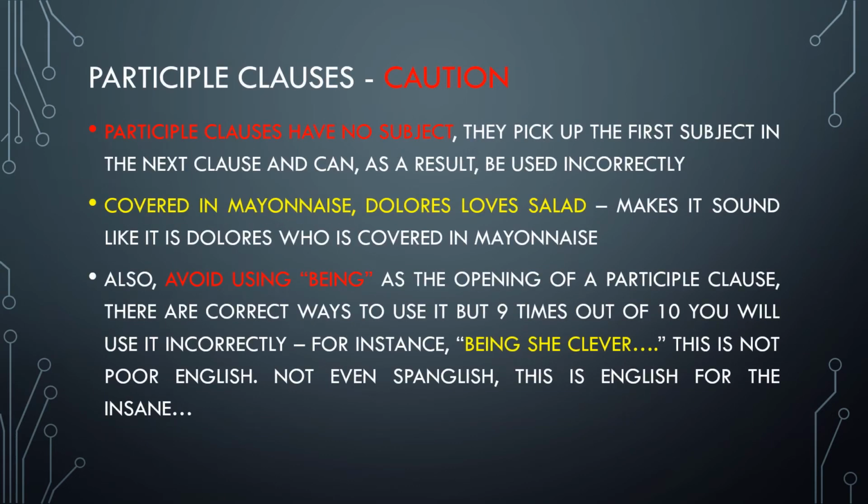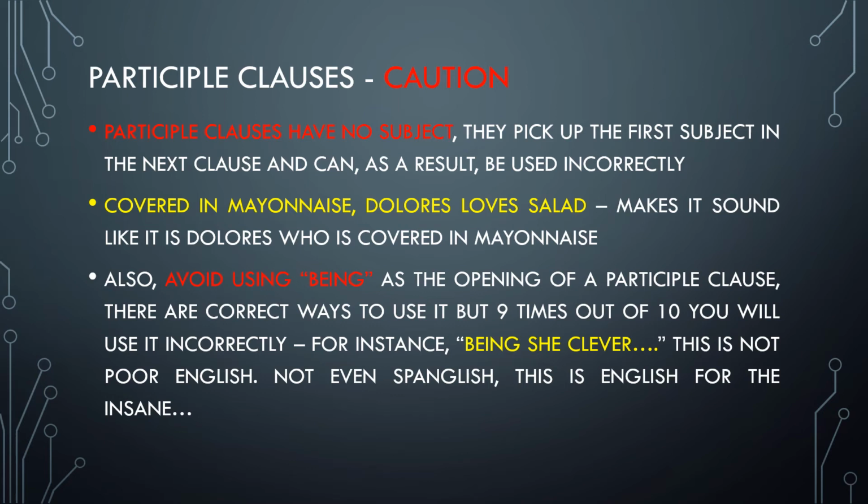Please be careful with participle clauses, though. They have no subject. They will pick up the first subject in the next clause, and as a result of that, can be used very, very poorly. For example, covered in mayonnaise, Dolores loves salad. Believe me, that sentence makes it sound as if it is Dolores who is covered in mayonnaise. You need to find another way of expressing this, unless you want to cover Dolores in mayonnaise.